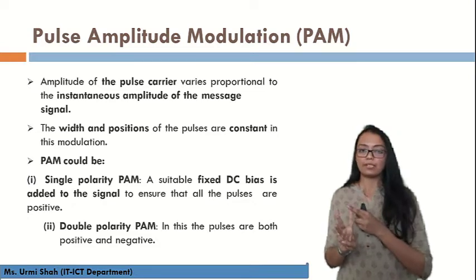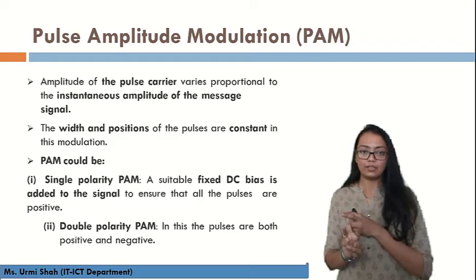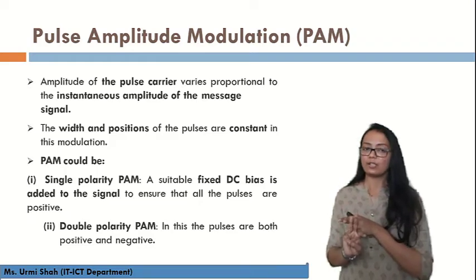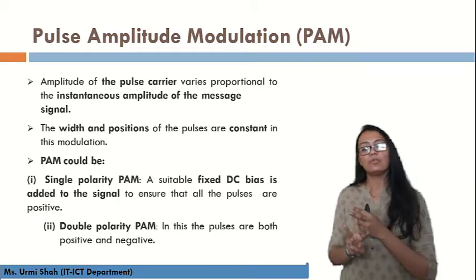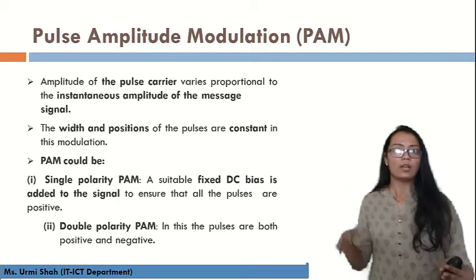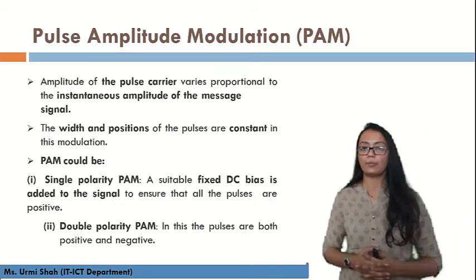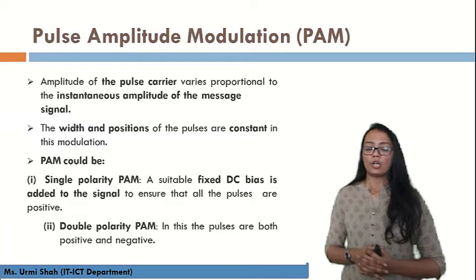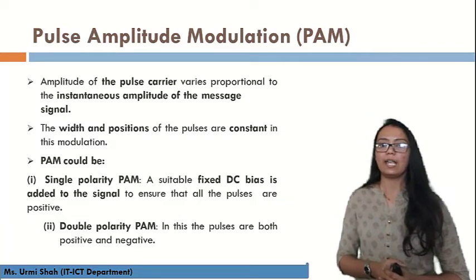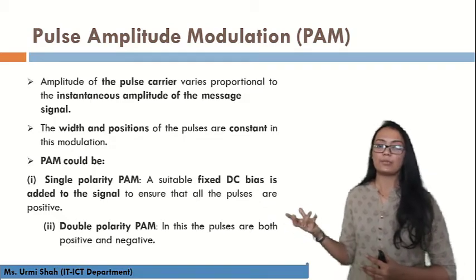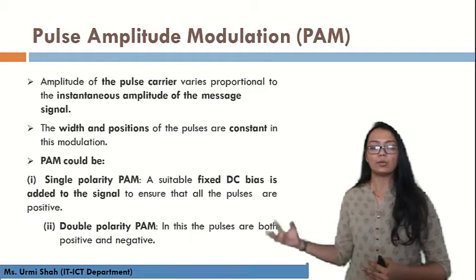If we are varying amplitude, width and position will remain constant. If I am varying width, amplitude and position will remain constant. If I am varying position, amplitude and width will remain constant. So this is the logic which we apply in modulation scheme concepts. Now basically PAM, that is pulse amplitude modulation, could be single polarity or double polarity.